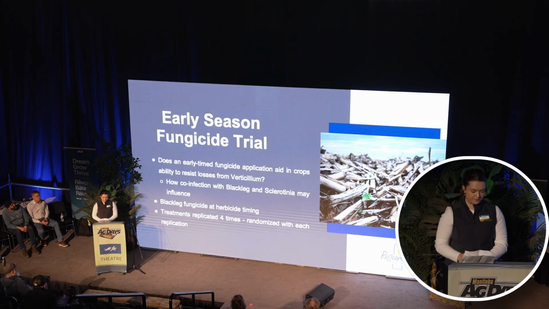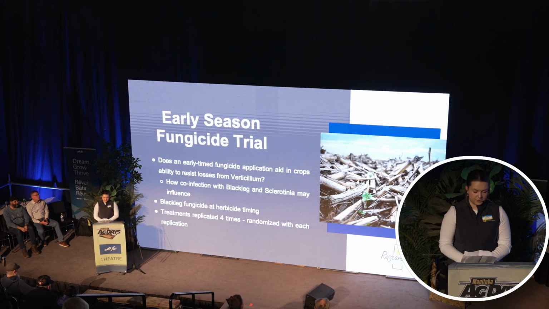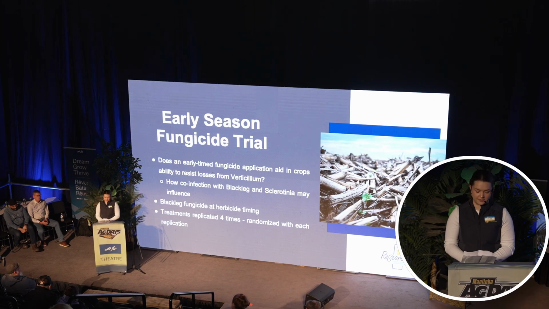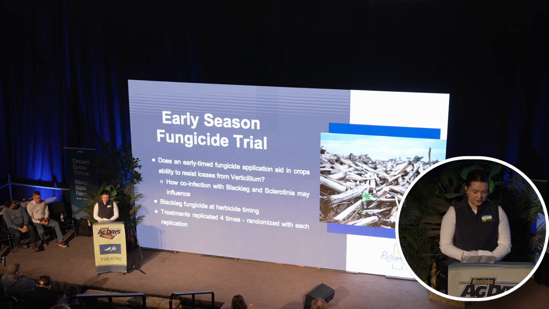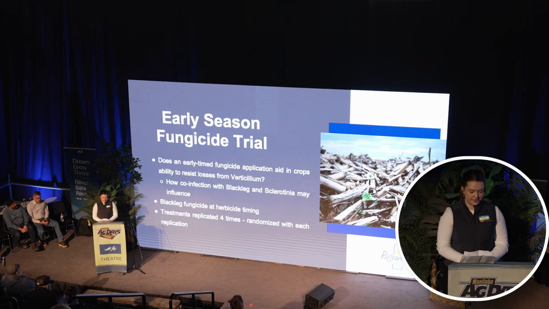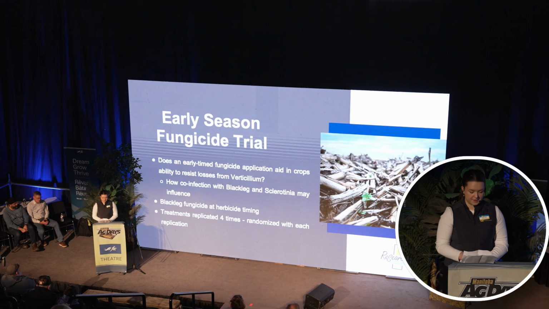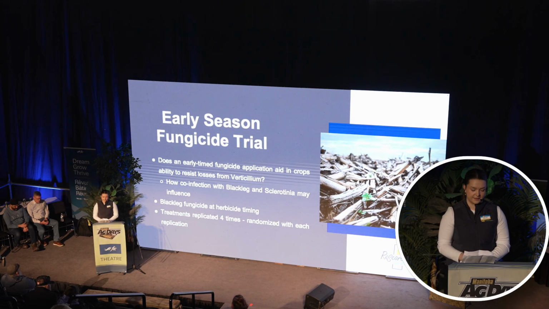For the early season fungicide trial, we have participating growers tank mix essentially a blackleg fungicide at herbicide timing. All treatments are replicated 4 times, and positions of the treatments are randomized with each replication as well. Treatments used were Nexicor and Maxentis. We are looking to see if this early timed fungicide application aids in the crop's ability to resist losses from Verticillium and how co-infection with blackleg and sclerotinia may influence this.